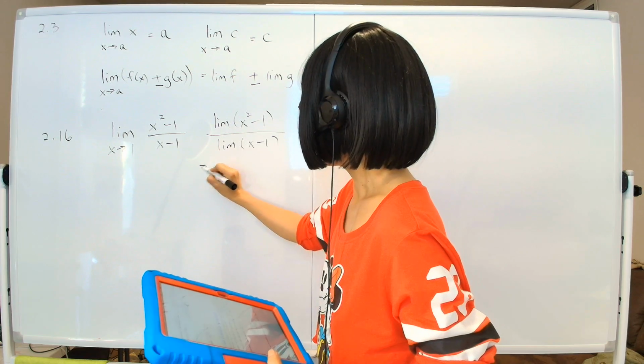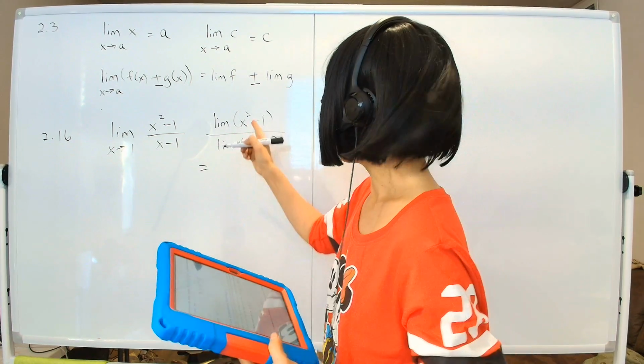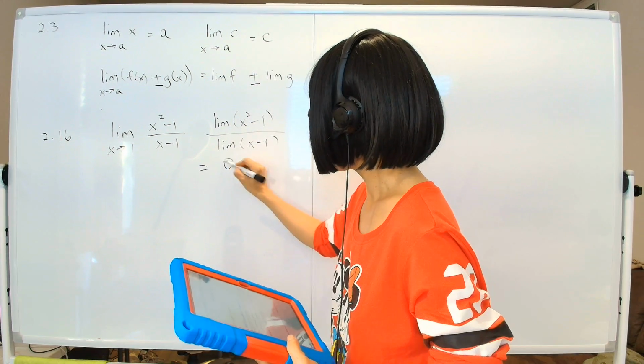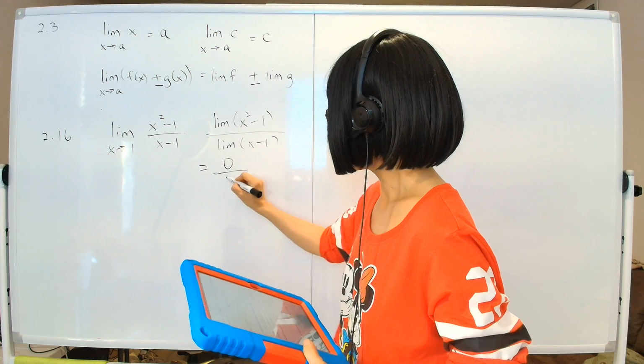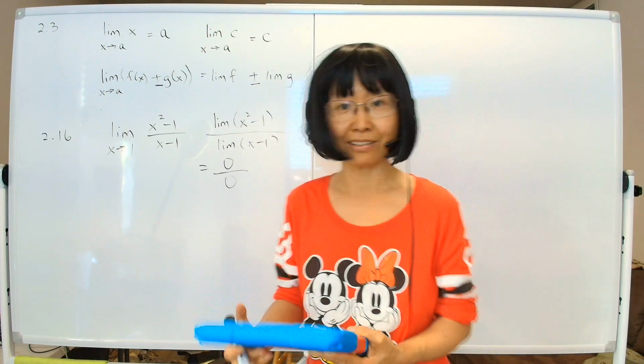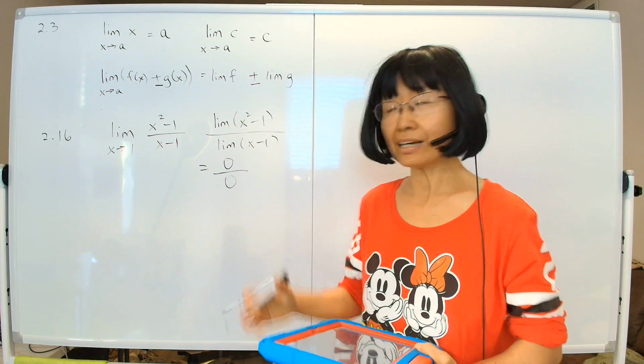And that gives you what? As x approaches 1, that's 1 minus 1, which is 0. And this is 1 minus 1, which is 0. Uh-oh. Now you've got a huge problem. You may not divide by 0.